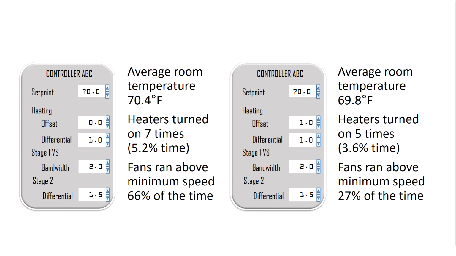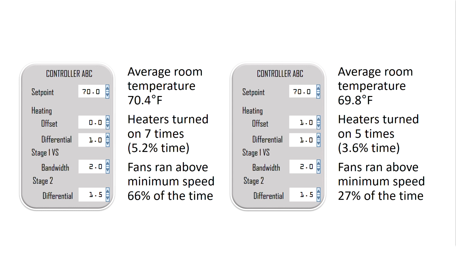The fans ran above minimum speed 66% of the time in the first scenario and 27% of the time in the second scenario. By changing the heating offset a small amount, we compensated for the overshoot by the heaters, letting the room temperature stay below the set point, so the variable speed fan did not need to run above minimum speed. Even with that, we had little to no effect on the average room temperature.